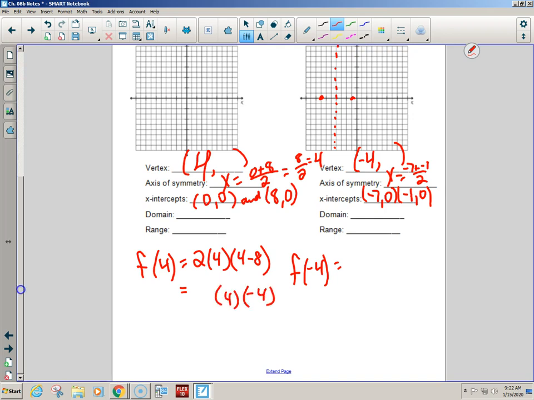So it's okay. PEMDAS says parentheses, and then I need to multiply left to right, right? So 2 times 4 is 8. And 8 times, careful, negative 4 is negative 32. I got it right.